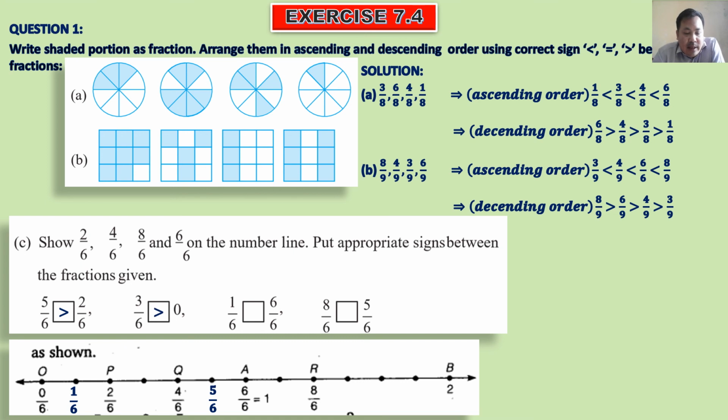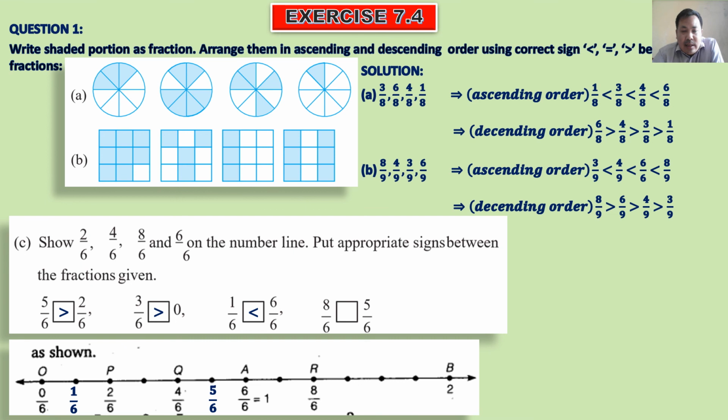Yes. Now next, 1 by 6 and 6 by 6. So 1 by 6, which one is lying on the right side? You just find out from the number line. Yes, 1 by 6 is here and 6 by 6 is there. That means 6 by 6 is on the right side of 1 by 6 on number line. That means 6 by 6 is greater than 1 by 6, isn't it? Yes. Then we put this symbol or sign like this.